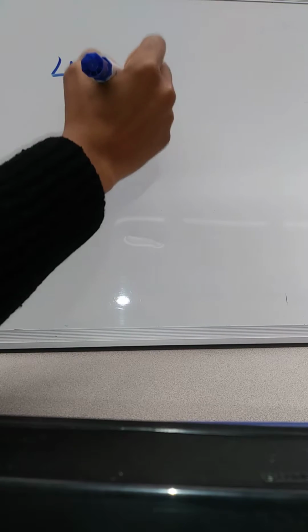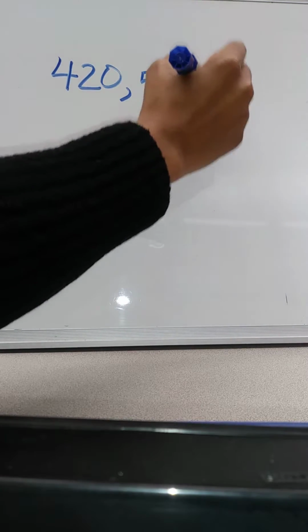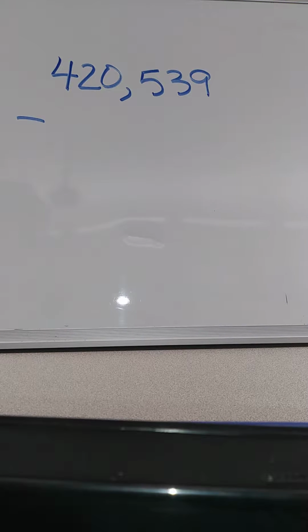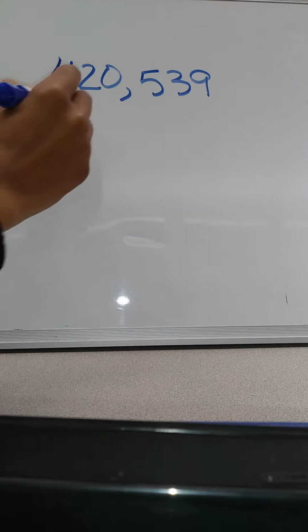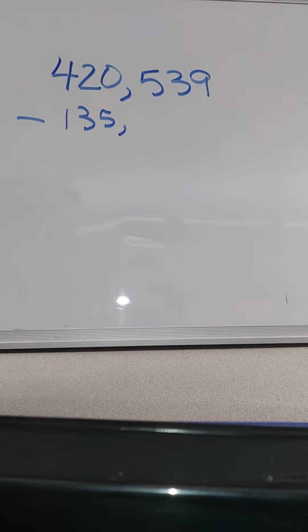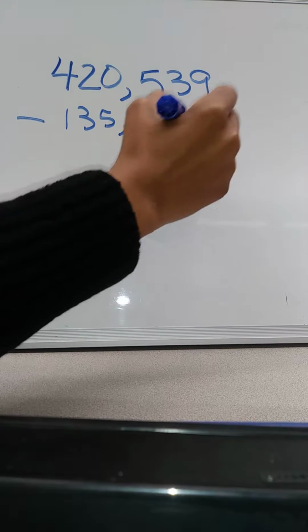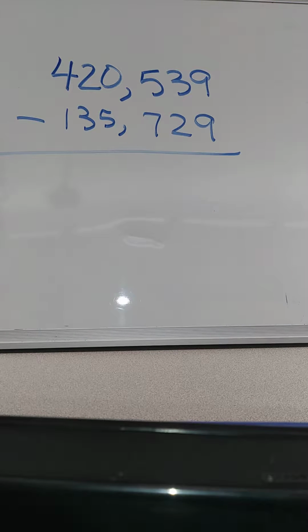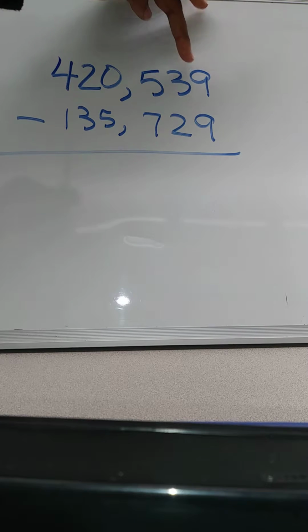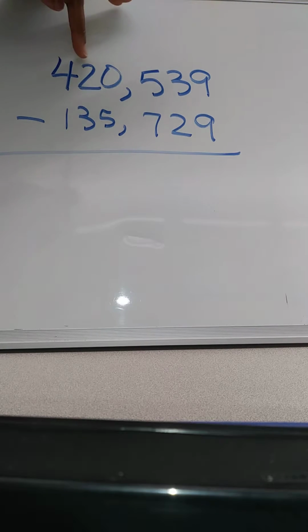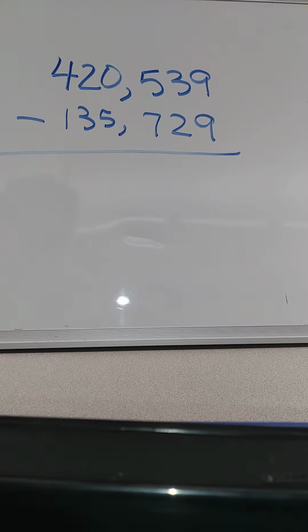In this video, we will look at subtraction with the tricky zero in the middle. So we're going to do 420,539, and we're going to subtract 135,729. And notice I have the larger number at the top, smaller number at the bottom. I've lined up my ones, tens, hundreds, 1,000s, 10,000s, 100,000s, please.